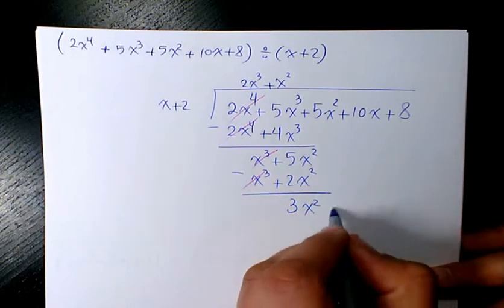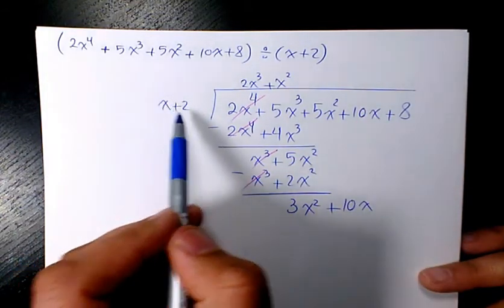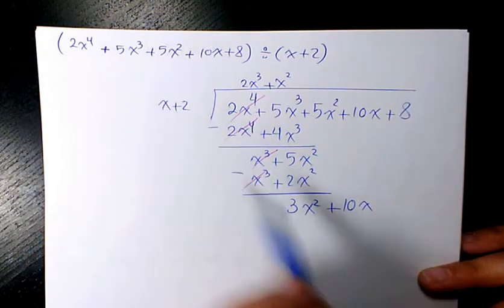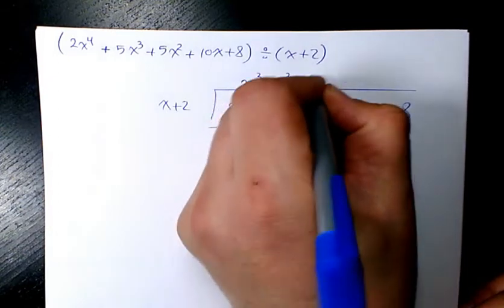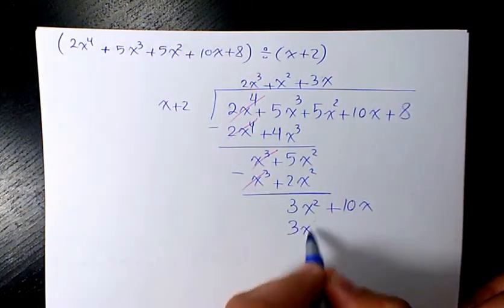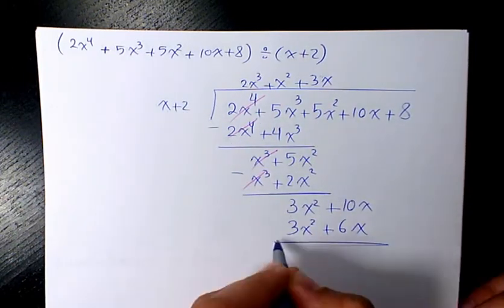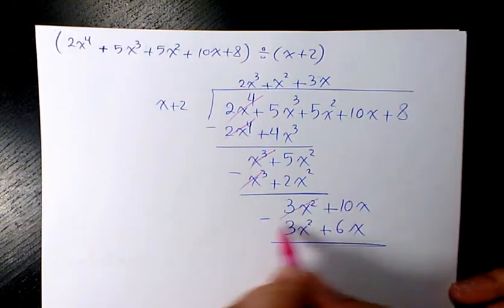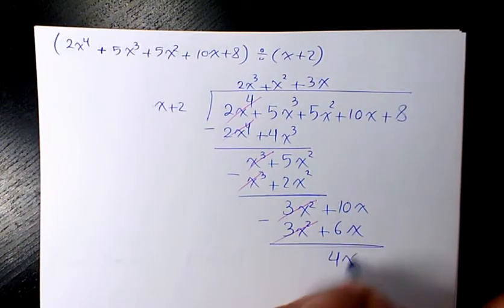Then you bring this one down from here, because we need to have two terms all the time, because we have two terms here. 3x squared divided by x, we have 3x. 3x times x is going to be 3x squared. 3x times 2 is going to be 6x. Then again, we subtract. These two cancel out.